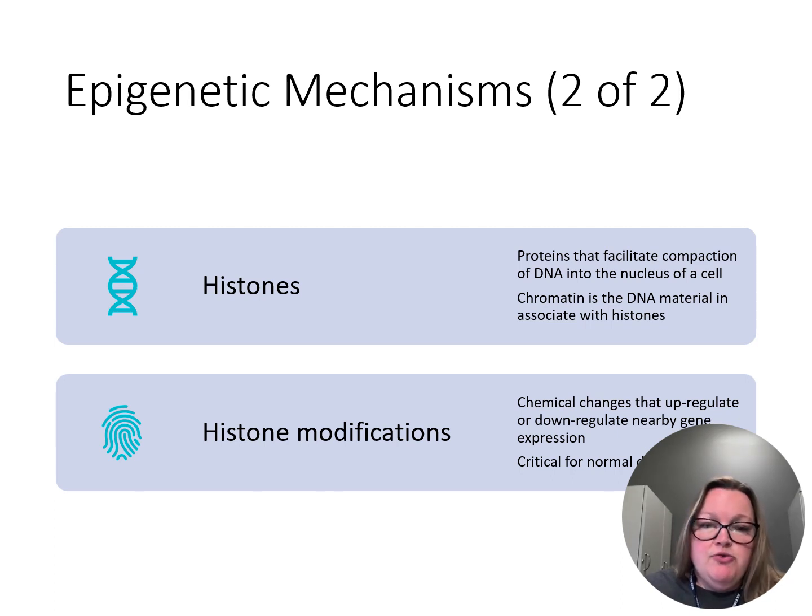So if there are some mutations going on during the modifications of the histones, there can be a change in the nearby gene expression. This modification is critical for normal development, and mutations can really impair this process. So congenital heart disease is an example of histone modification that has been impaired by mutations. That's important to know.